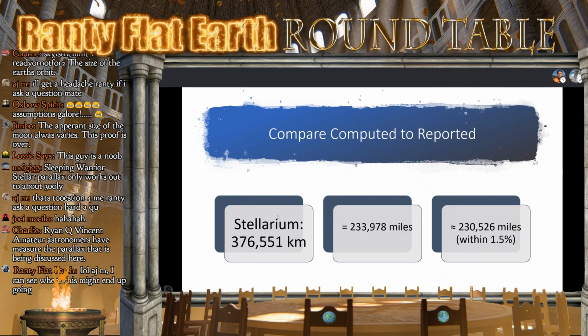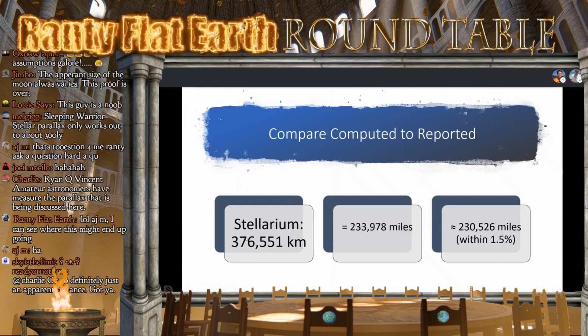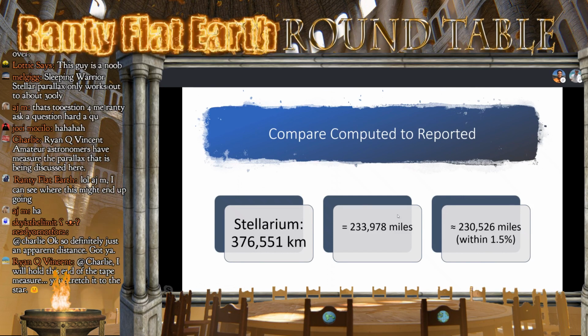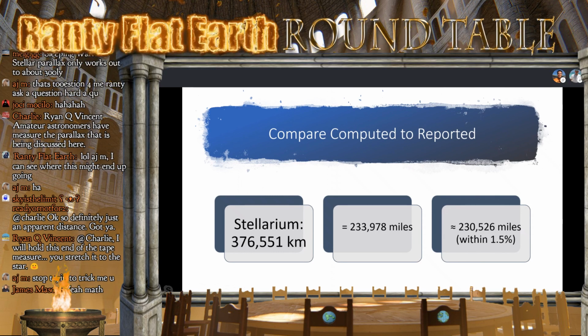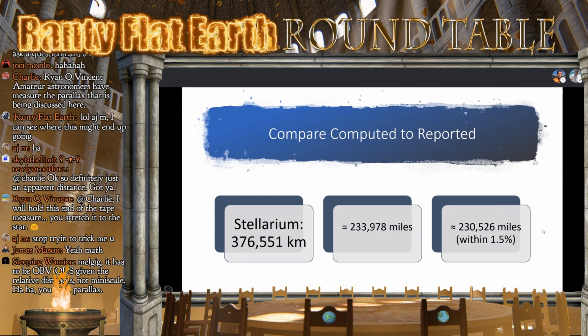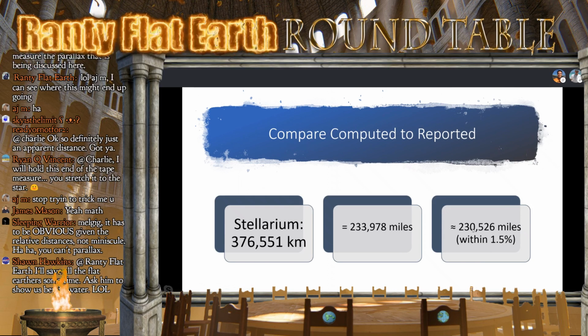Let's compare that to what Stellarium says the distance to the moon was. Stellarium gives me the distance in kilometers, which I can convert to miles. And when I compare 233,978 to my computed value of 230,526 miles, I'm again within less than 2% off. I'm within 1.5%. And if the Earth happens to be spherical, then this distance could be made up somewhat by adding the distance to the center of the Earth and adding the distance to the center of the moon.